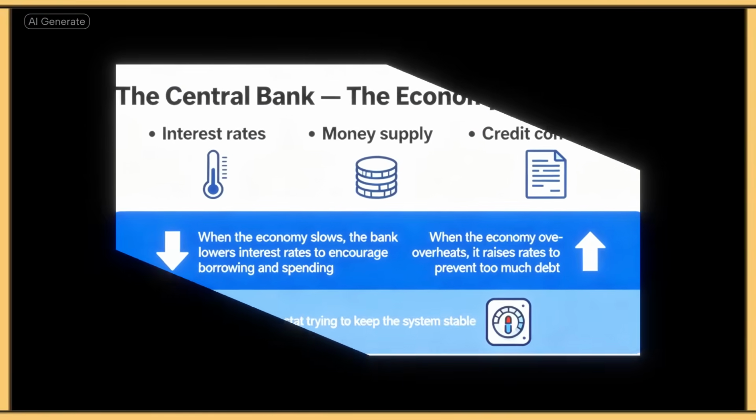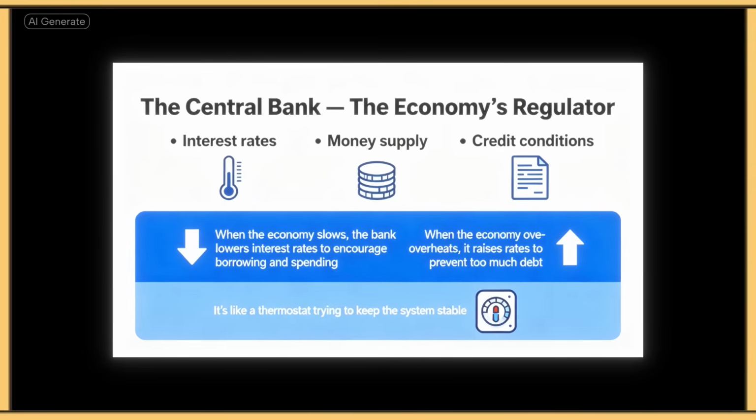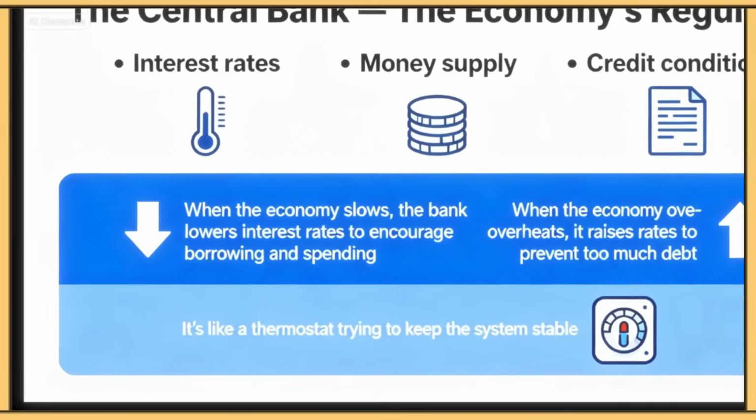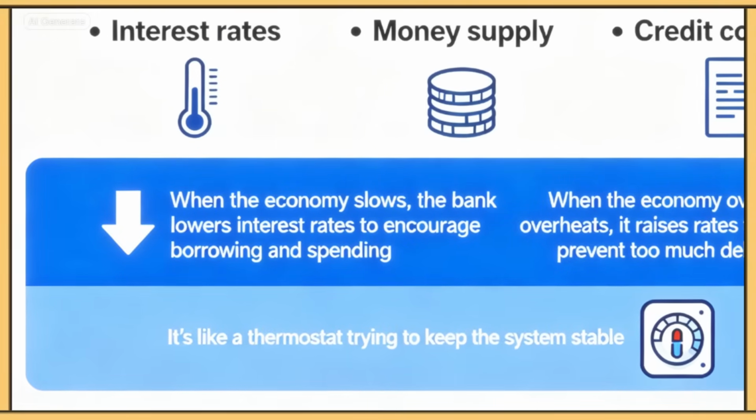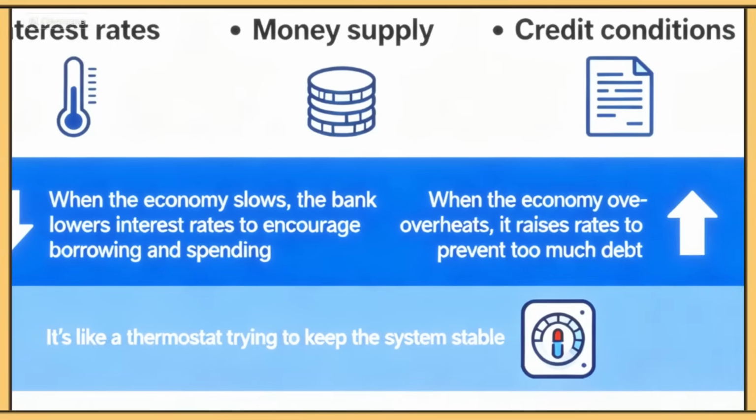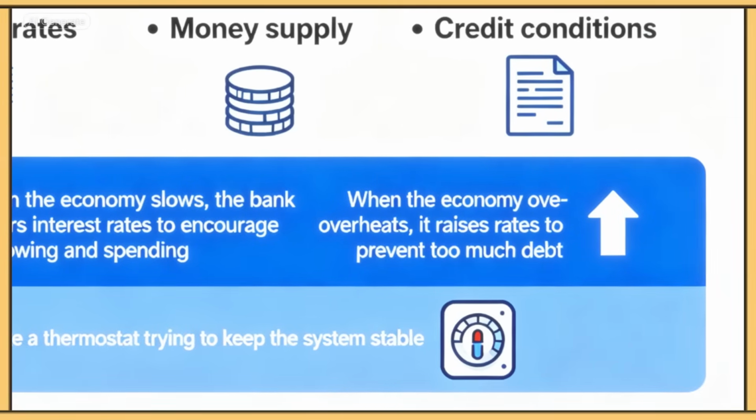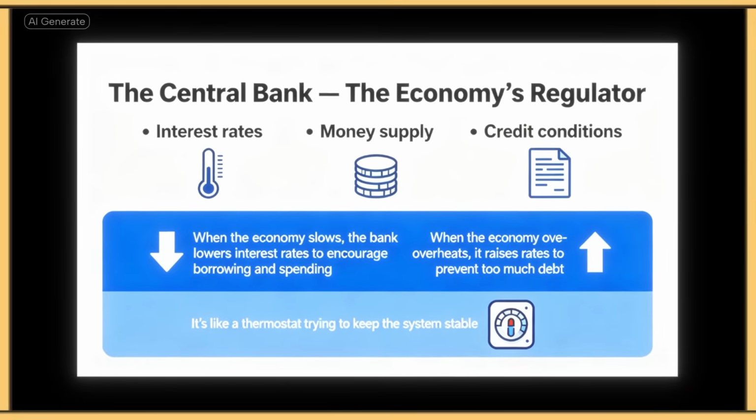8. The central bank, the economy's regulator. The central bank plays a key role by controlling interest rates, money supply, and credit conditions. When the economy slows, the bank lowers interest rates to encourage borrowing and spending. When the economy overheats, it raises rates to prevent too much debt. It's like a thermostat trying to keep the system stable.